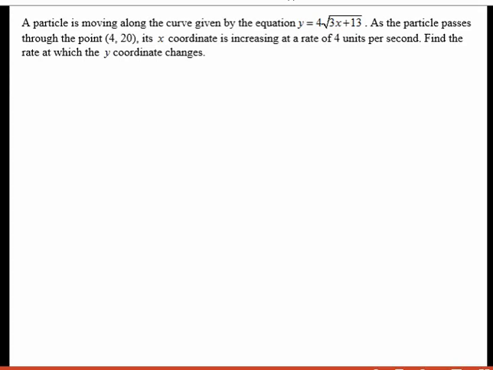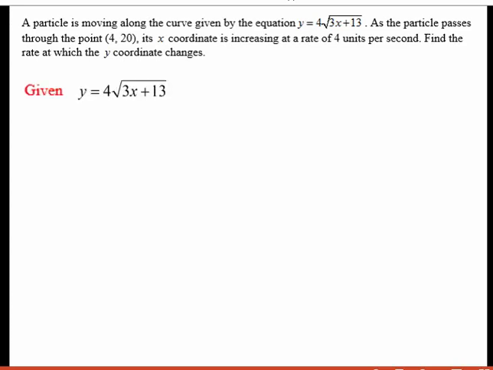Now we are taking related rate questions. A particle is moving along the curve given by the equation y equals 4 square root of 3x plus 13. As the particle passes through the point (4, 20), its x coordinate is increasing at a rate of 4 units per second. We need to find the rate at which the y coordinate changes.